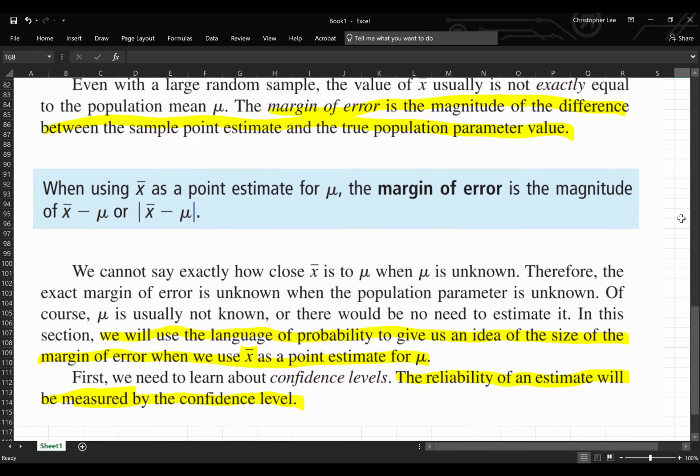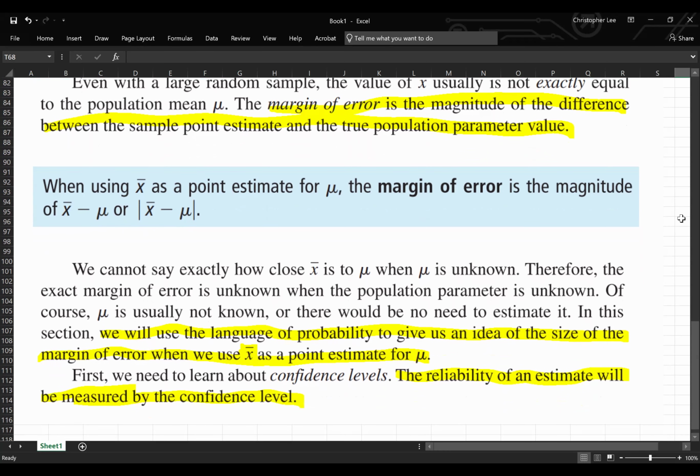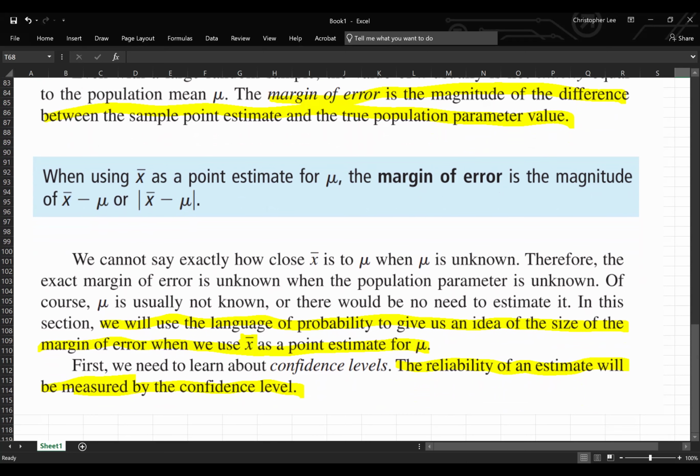So first, we need to learn about confidence levels. The reliability of an estimate will be measured by the confidence level. So let's get into that.